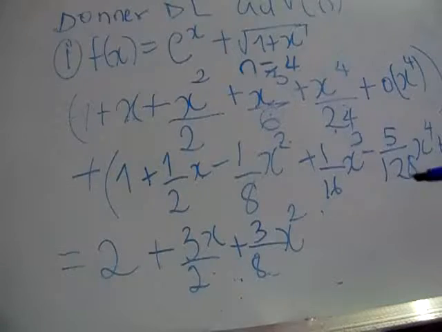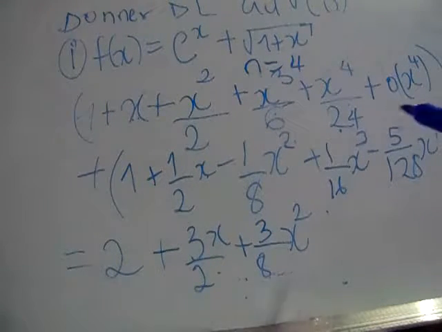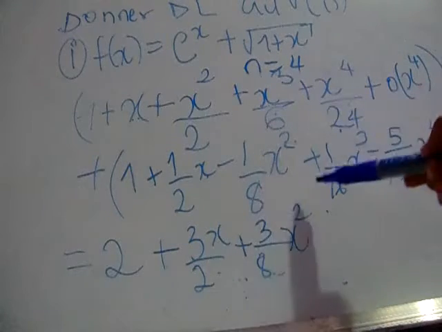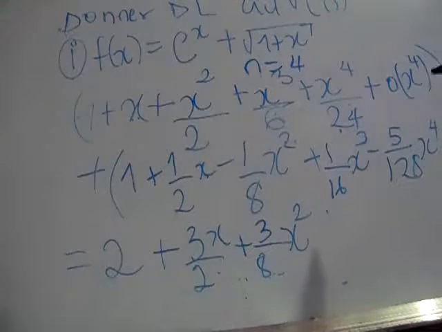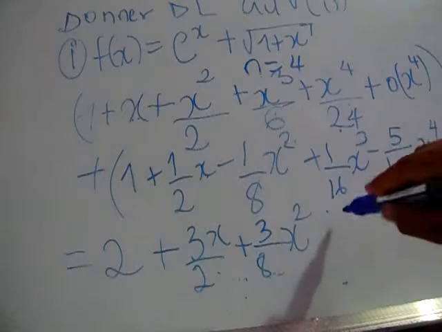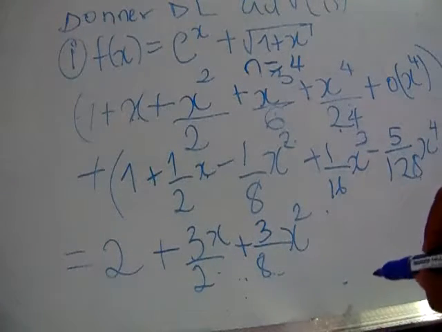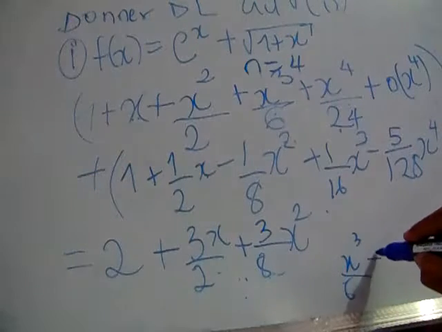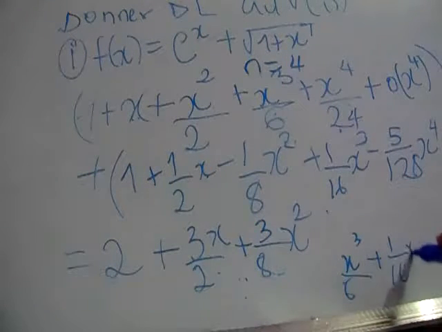We continue adding. So in the third part, we are having x raised to the power of 3 over 6 plus 1 over 16 x raised to the power of 3. So we'll do it right here. So I have x raised to the power of 3 over 6 plus 1 over 16 x raised to the power of 3.